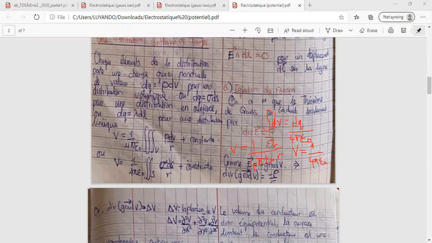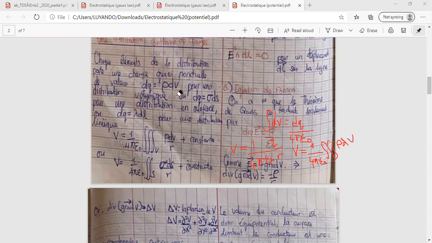Since this is a volumic distribution, we're going to integrate it 3 times, because we are trying to find the volumic. It's a volumic distribution, which is that dq equals rho dv, and we just replace with our rho dv. This is where this is coming from, plus a constant. Don't forget that our expression for V has a constant V, so that is what we're going to have.